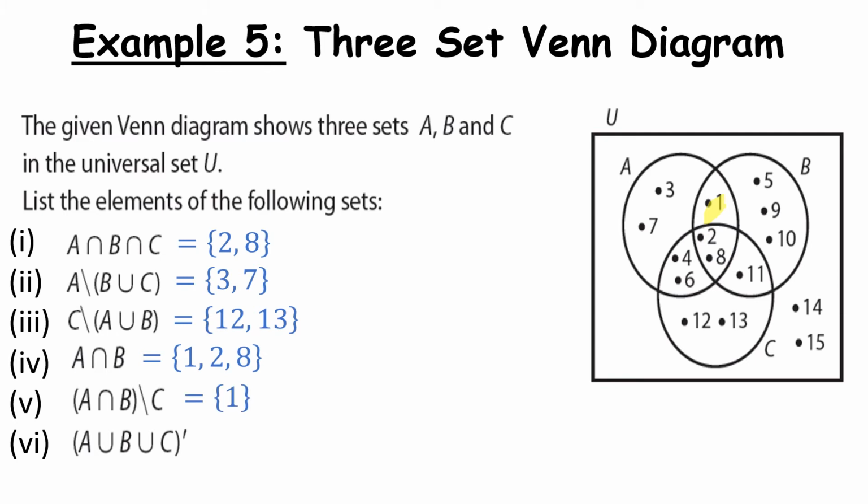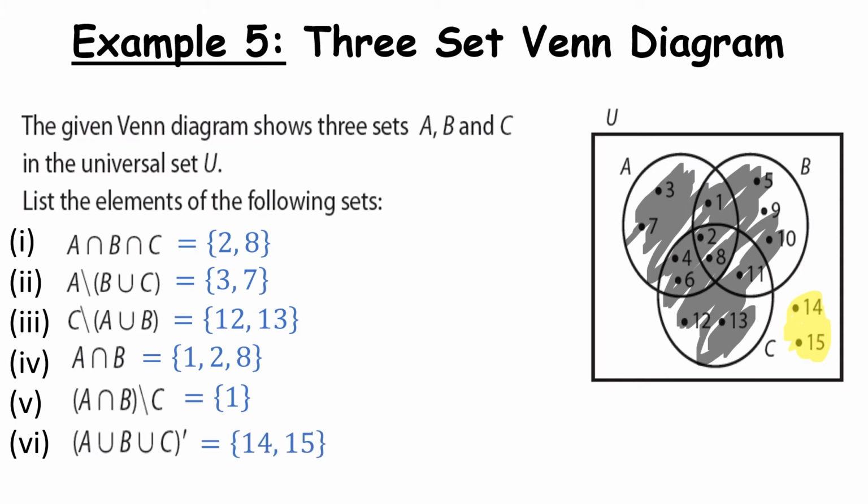The last one is A union B union C complement. So for this, I like to colour in a dark colour the thing that we effectively don't want, because this is A union B union C complement, which means not A union B union C. So union means all together. So there's A union B union C. So it's everything that's not that. So everything we can still see, which ends up being these two, which is 14 and 15.